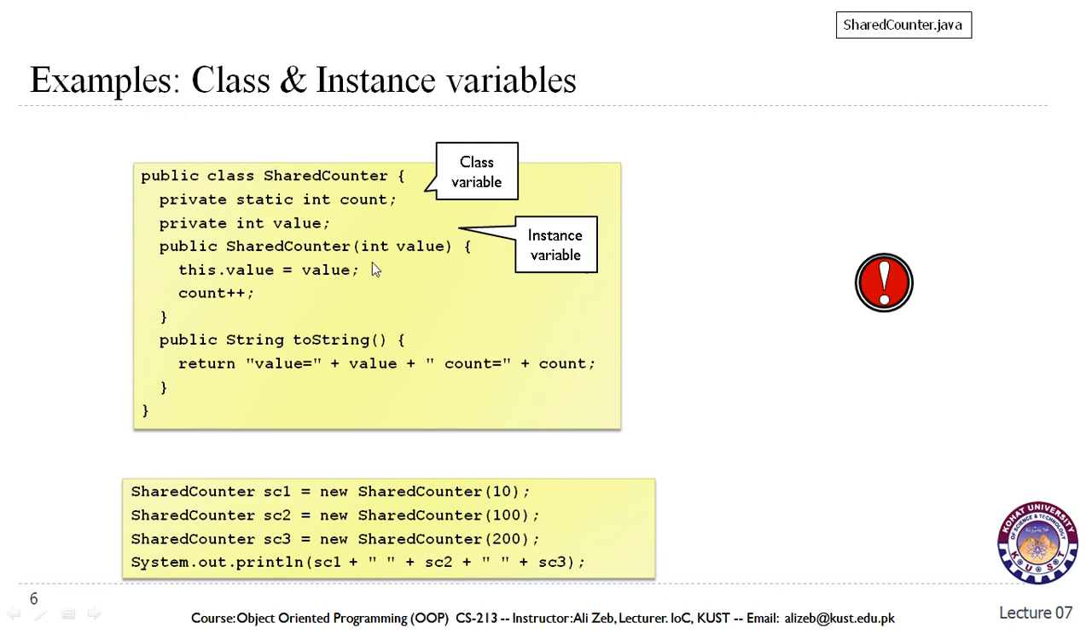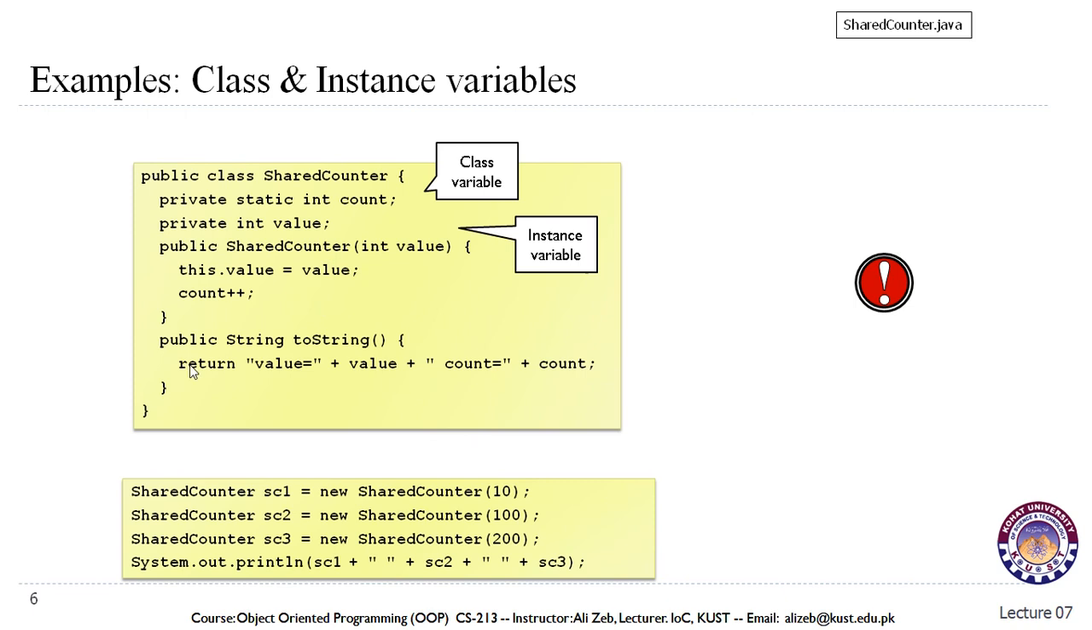So this value variable is the local variable of the constructor, and this value variable is the instance variable of the SharedCounter class. And we can differentiate the variables with the same name using the this keyword. The this keyword refers to the instance variable, and the one without this keyword refers to the local variable of the SharedCounter constructor.